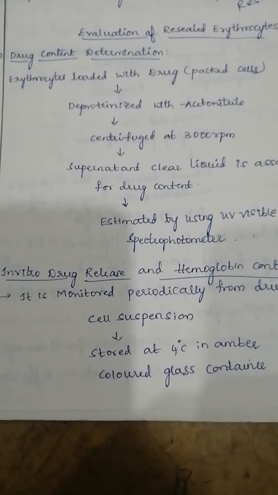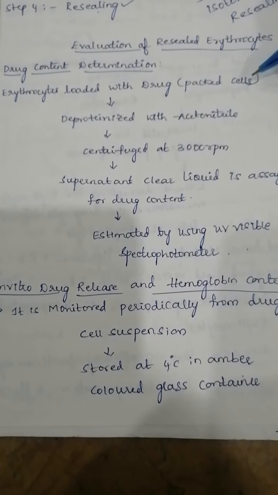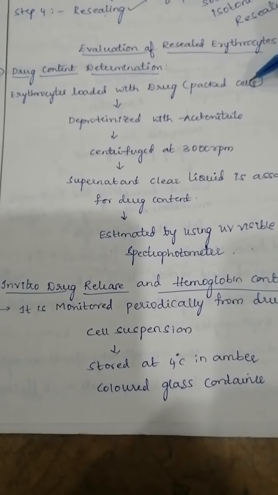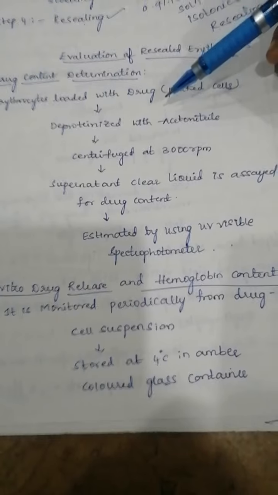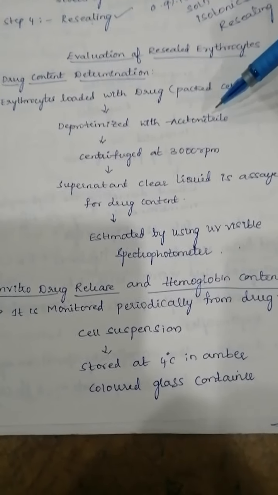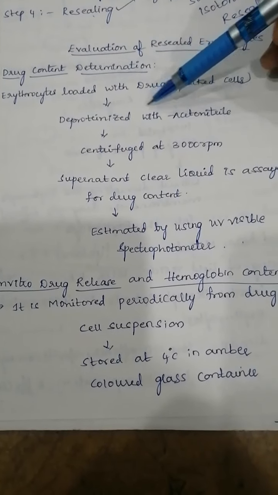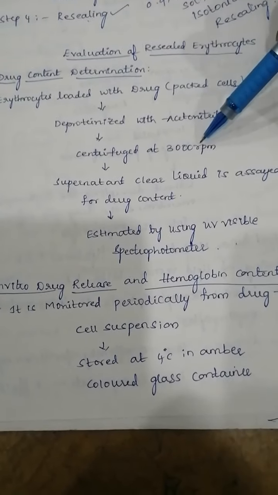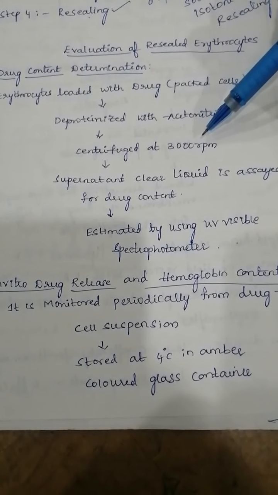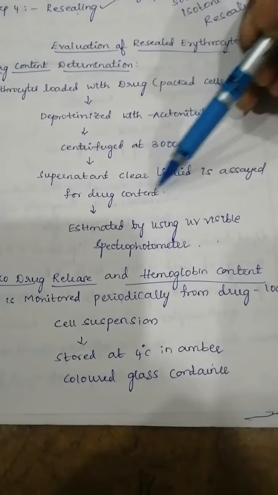But in the case of resealed erythrocytes, first we will take the packed cells, that is nothing but your RBC which is loaded with your drug. Then we are going to deproteinize because we don't want any hemoglobin or any other constituents of the cell. So we are going to deproteinize with acetonitrile. Then we perform the centrifugation at 3000 rpm. Then you will get a supernatant liquid which is assayed for your drug content.